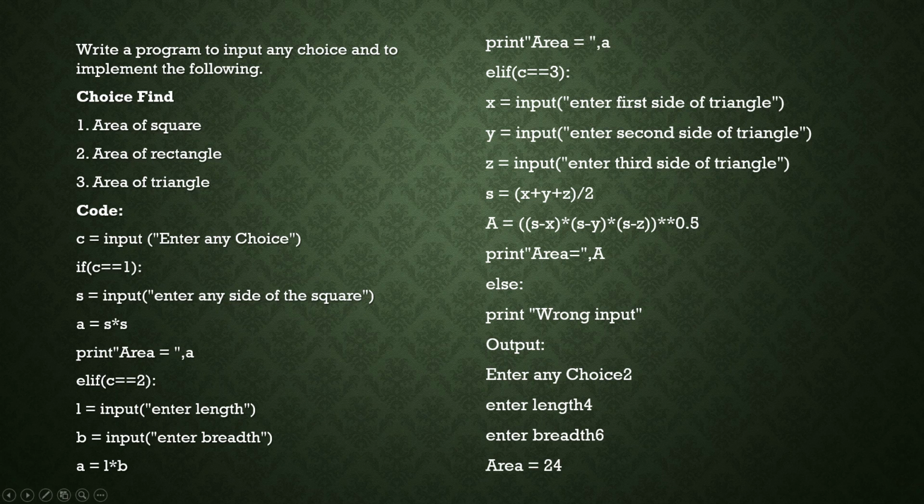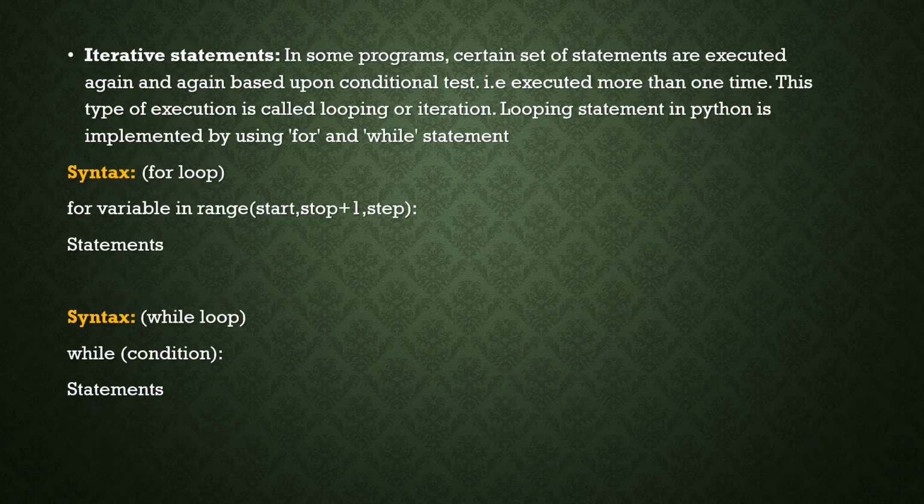So it will display like this, output: enter any choice. Here it is given 2, that is to find the area of a rectangle. Enter length, it is 4, breadth equal to 6, and area is equal to 24. Just move on to the next slide.